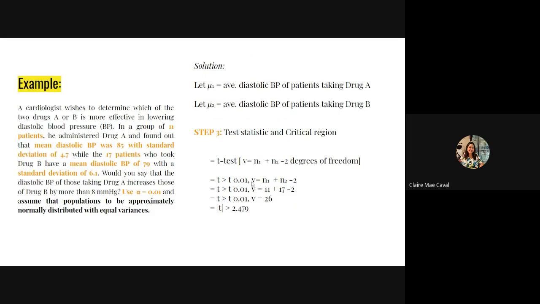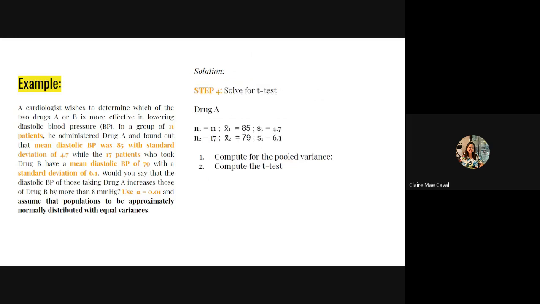So, what is v, by the way, is the degrees of freedom. You compute the degrees of freedom for the t-test using N1 plus N2 minus 2. Okay? So, in here, N1 is 11, N2 is 17, 11 plus 17 minus 2 is equal to 26. So, the degrees of freedom is equal to 26. You will be able to apply this later. So, solve for the t-test.